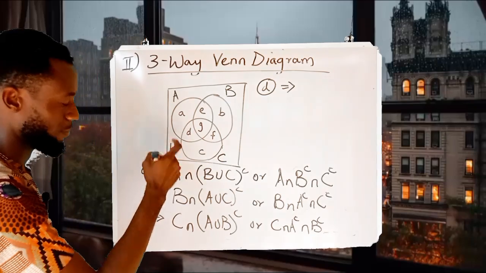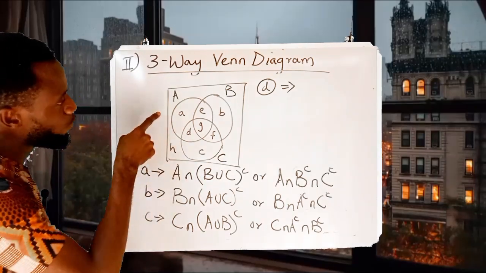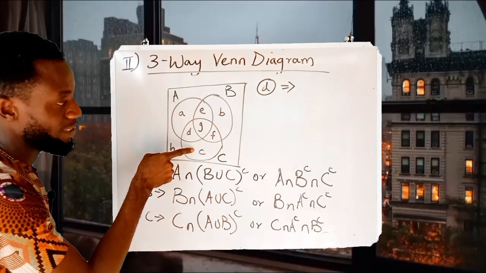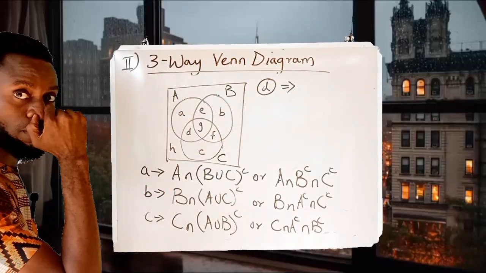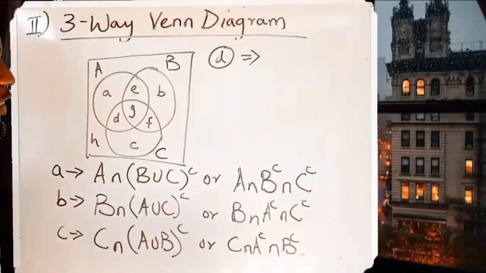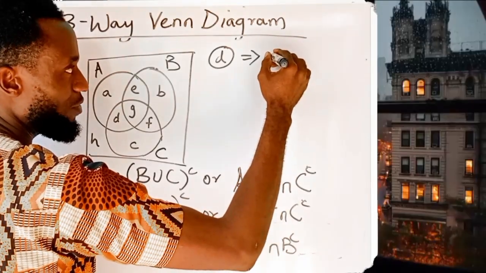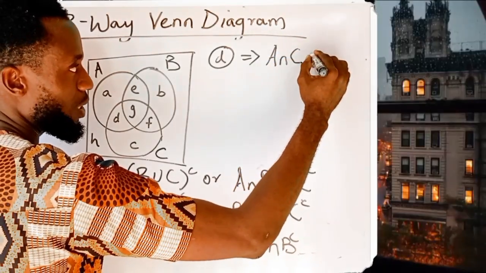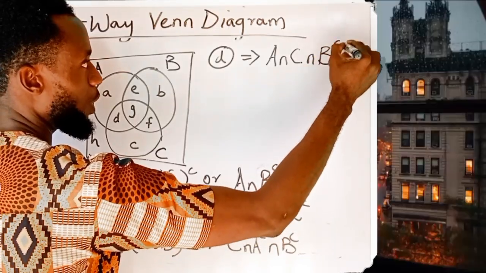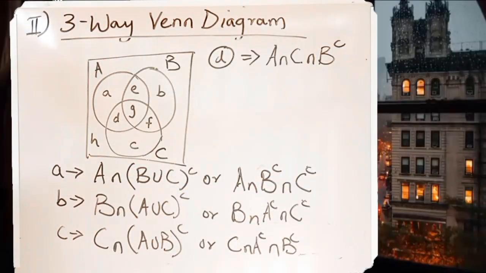If you check, let's start with this. So this one has A and C, that's A intersects C, but it excluded B. So very simple. It looks like what we have is A intersects C, but intersecting B complement. That means we are excluding B complement from it.